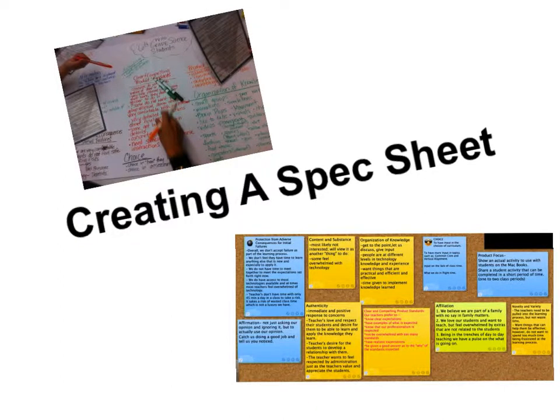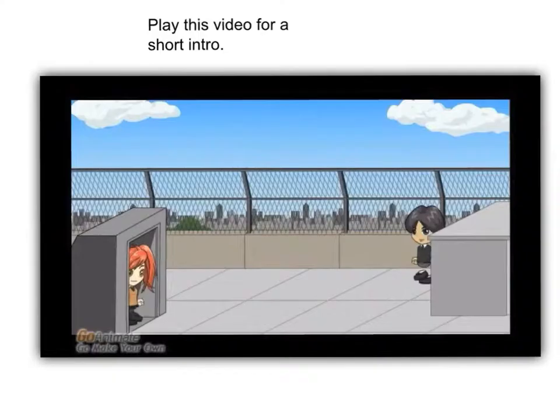A spec sheet is a starting place when we are thinking about student engagement. And we have a framework that we use to help you create a spec sheet for your students. This Go Animate tutorial will give you a little more information.